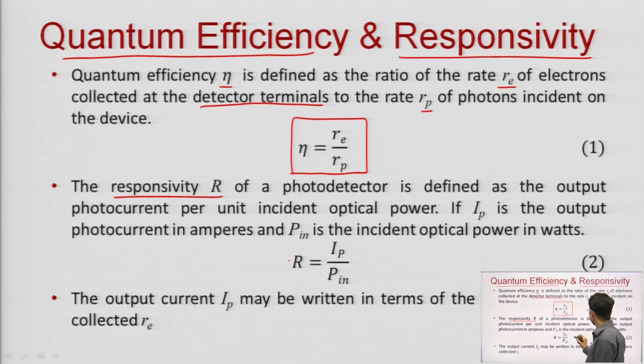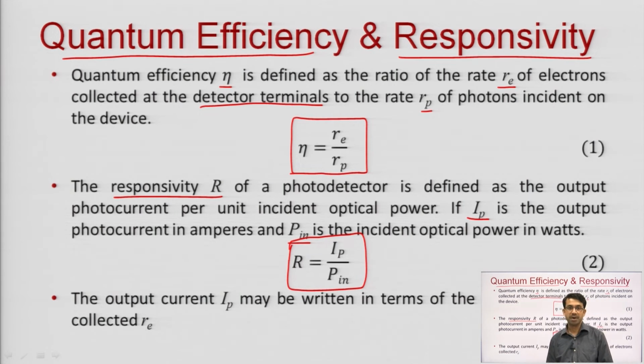So, if we denote photocurrent by IP, if IP is the output photocurrent in amperes and P in is the incident optical power in watts, then R is IP divided by input power P in. Okay.